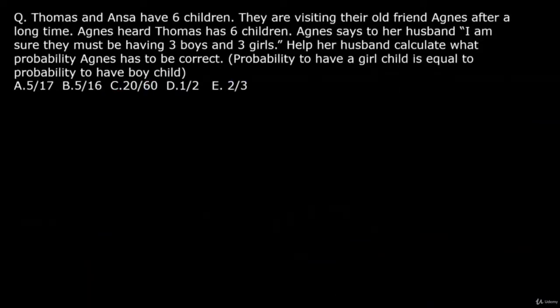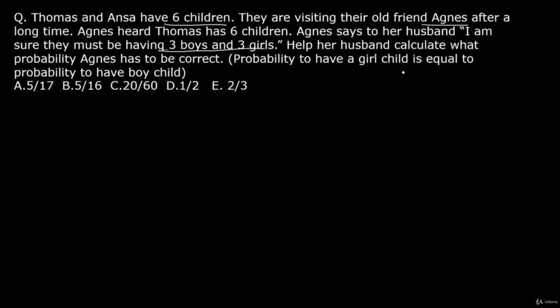Let's read the next question. Thomas and Ansa have 6 children. They are visiting their old friend Agnes after a long time. Agnes heard Thomas has 6 children. Agnes says to her husband, I am sure they must be having 3 boys and 3 girls. Help her husband calculate what probability Agnes has to be correct. So you need to find the probability that Thomas and Ansa are actually having 3 boys and 3 girls.